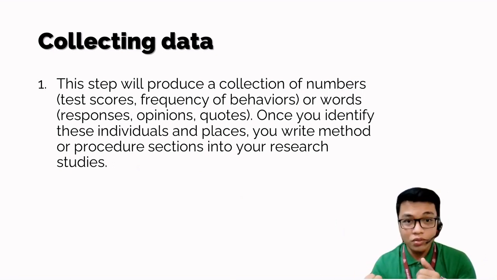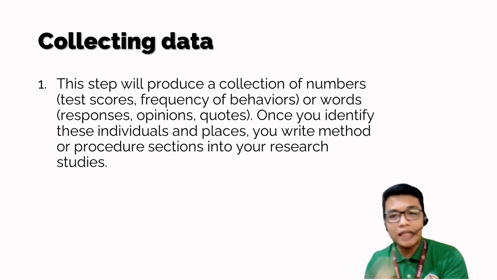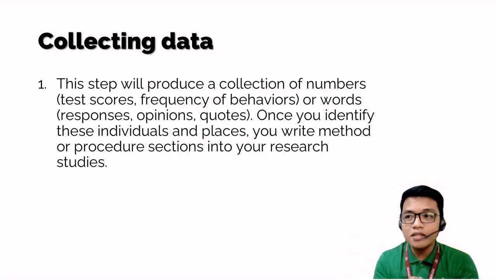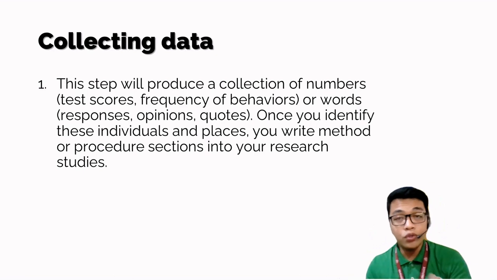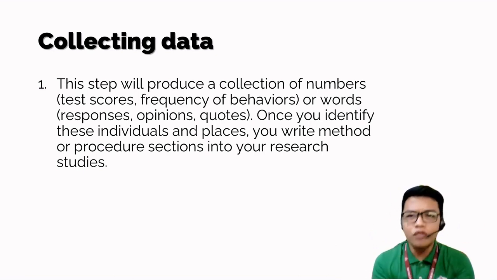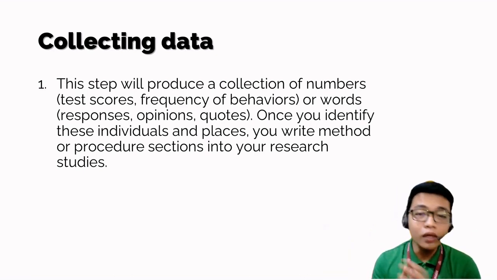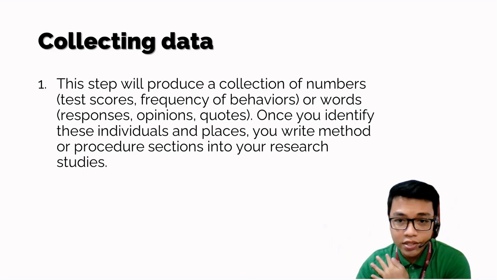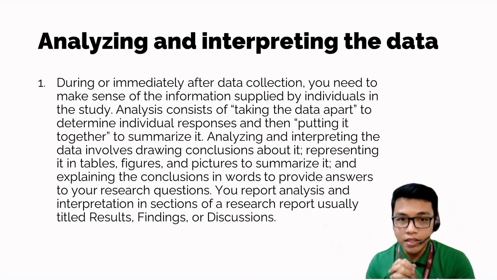This step will produce a collection of either numbers or words. When we collect numbers, we are referring to quantitative studies, mostly in a form of test scores, frequencies, or perception levels, or whatever. Words like responses, opinions, quotes most probably happen when you do a qualitative study. Or you can have both numbers and words in a mixed methods research. Now, once you identify these individuals and places, you write a method or procedure into your research studies.